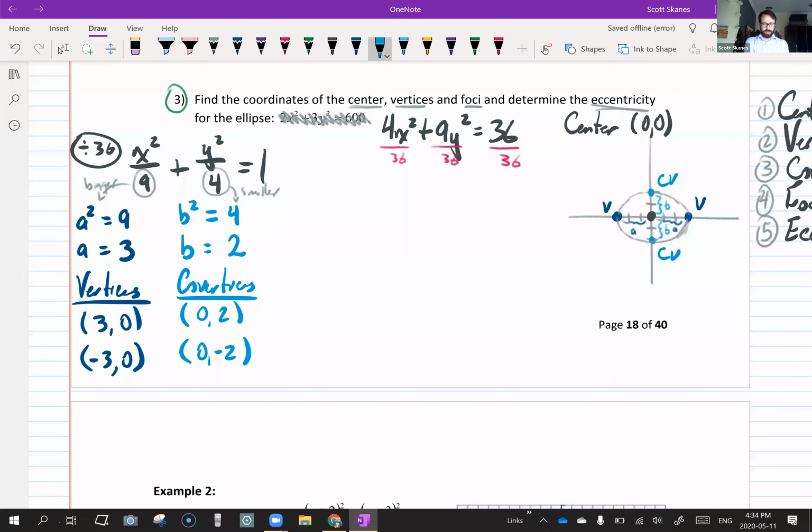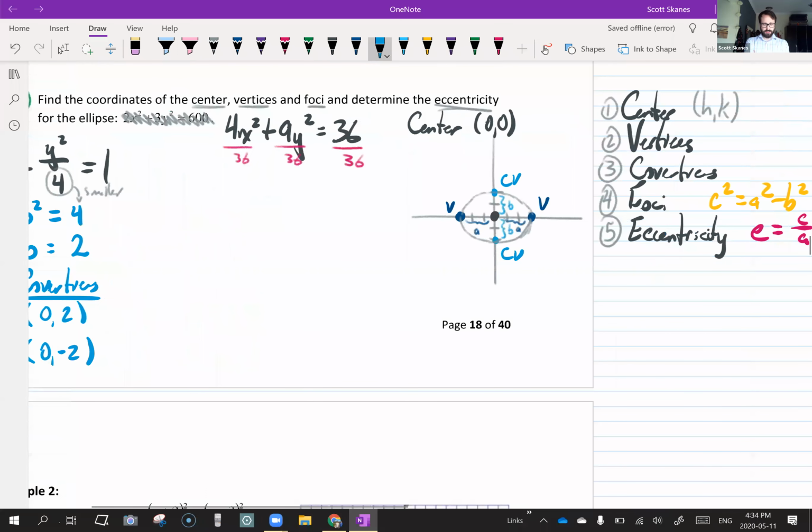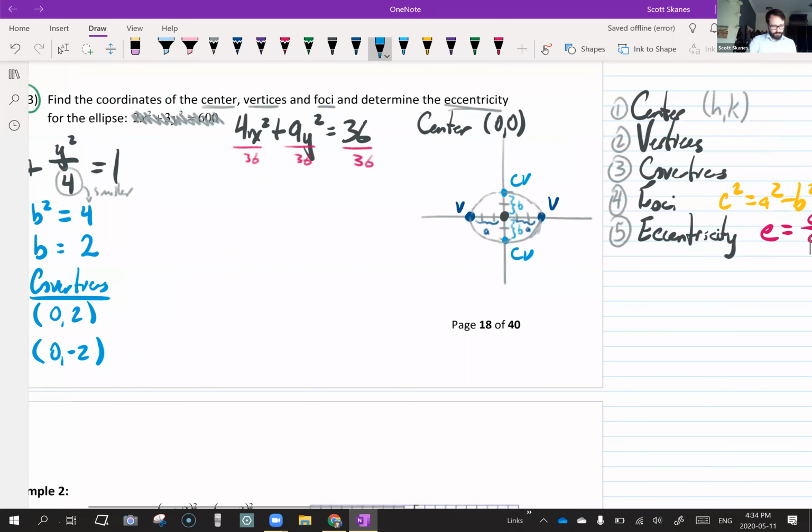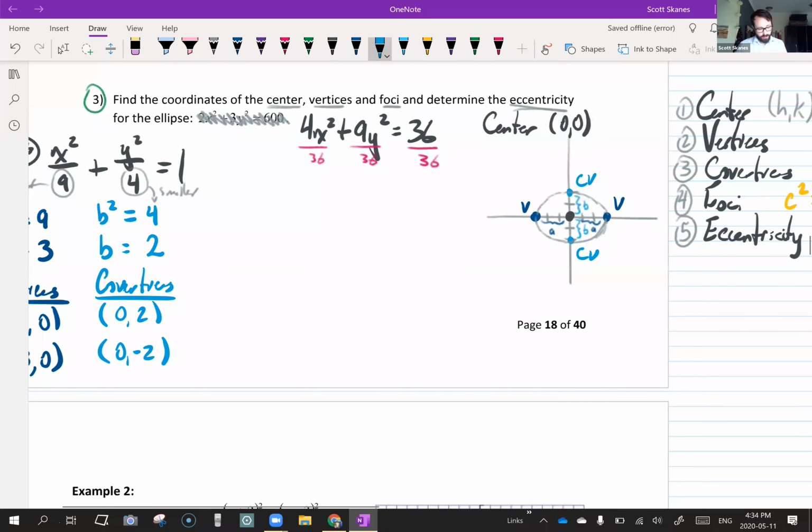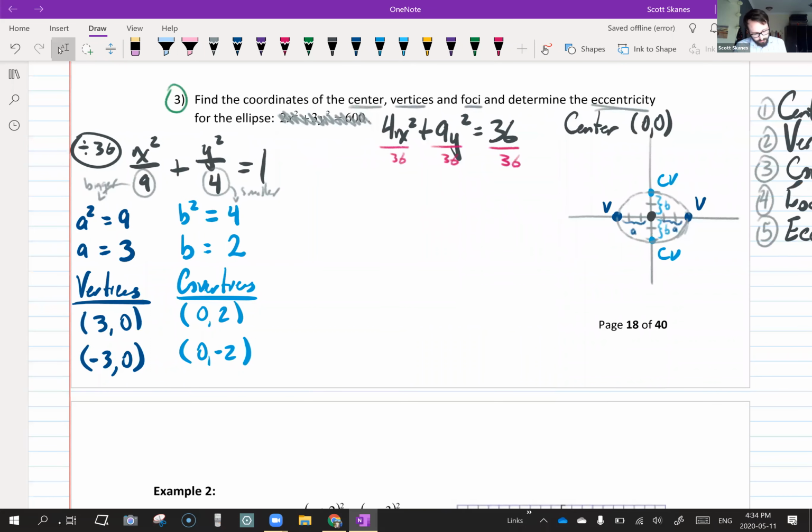Looking at my cheat sheet, I have center, vertices, and co-vertices. I need my foci. So I need to start with c squared. C squared is easy. C squared is a squared minus b squared. That's a rule. It never changes. It will always be that. And then look, a squared I already have, and b squared I already have. In fact, they're actually even given in the original equation up here. So I can steal those numbers.